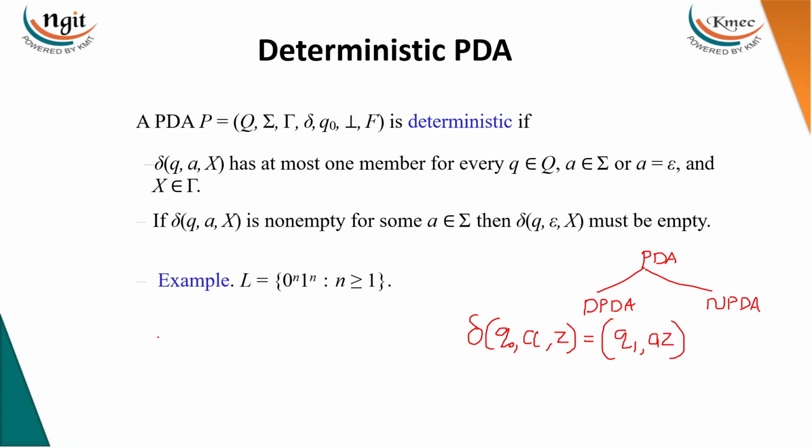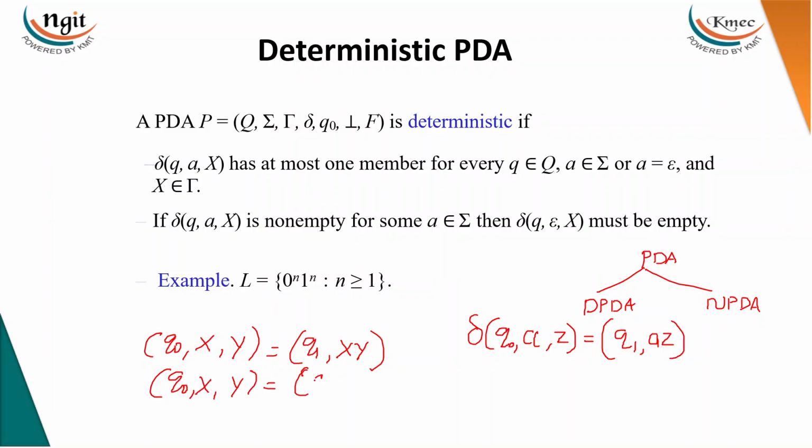For example, if I take Q naught, X, Y, the input symbol is X, top of the stack is Y, and we are going to Q1 by performing the push. And for the same input symbol, same stack symbol, if you are going to the same state by performing a different operation, this is push and this is pop. See, same state, same input symbol, same stack symbol, same next state, but different operations. So this we can call NPDA, right?